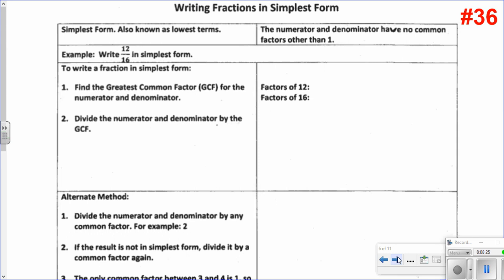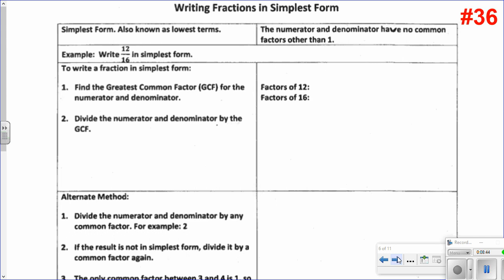I know that we've talked about this a little bit, and I know you did this last year, but I wanted you to have a note sheet in here on reducing fractions. So anytime you see a fraction and you need to reduce it, I'm going to give you a couple different ways to do it, and then I'm going to give you some practice just so that you feel nice and confident with this, okay?